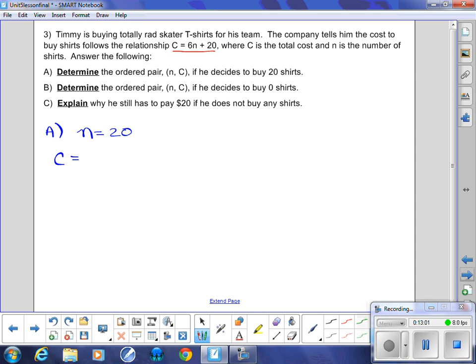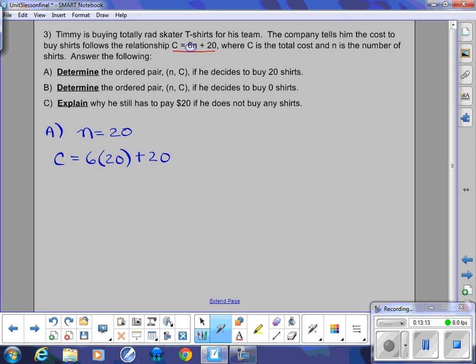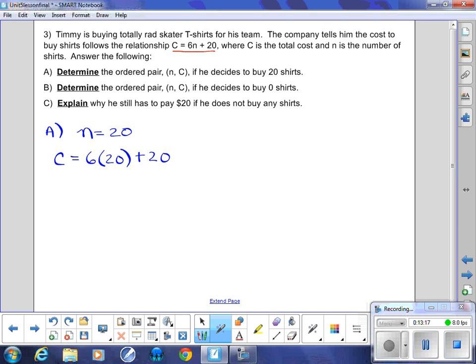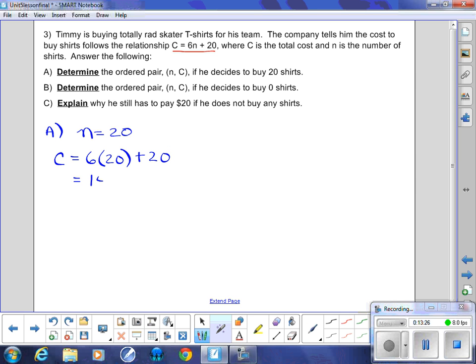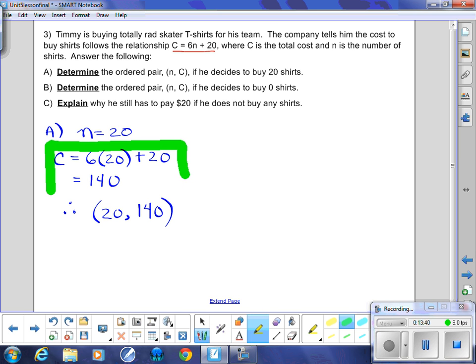So for the relationship, rather than doing the entire t-chart, we can just do it for one particular coordinate here. I replace the N up here. 6N becomes 6 times 20. Now you pull out your calculator. 6 times 20 is 120, plus another 20 is 140. They want the ordered pair, so 20 was my N value, and C is my 140. It's really just the rough work. If you look back to the previous example, there's our rough work. That's all you're doing in this question.